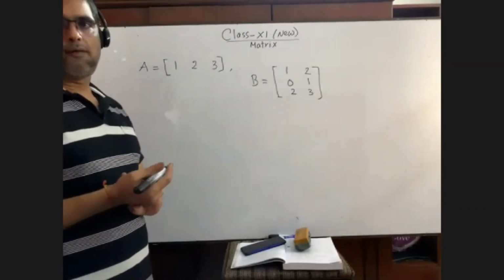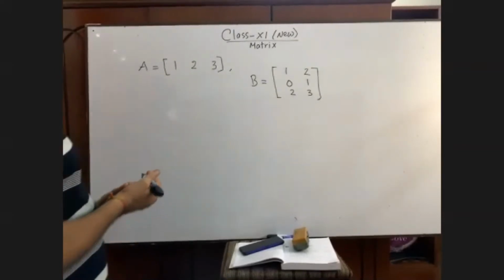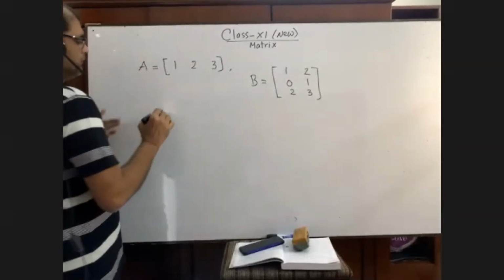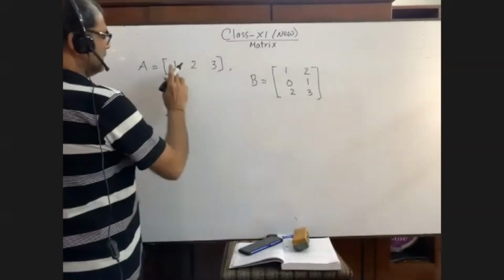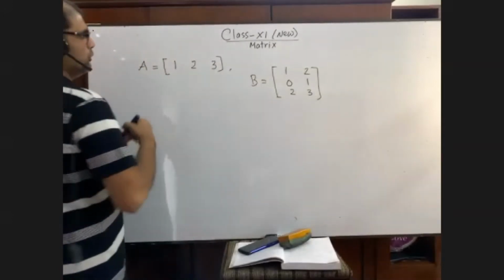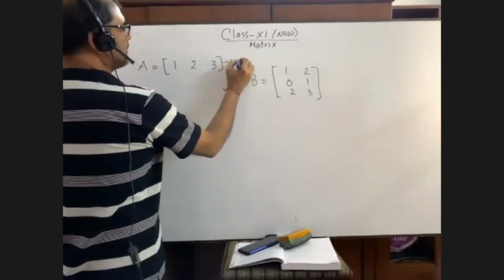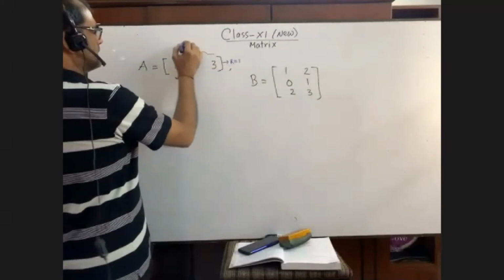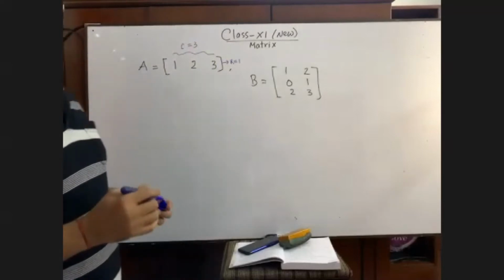What are you getting here? In matrix A, we have 1 row and 3 columns. The number of rows is 1, but the number of columns equals 3. 3 columns, 1 row. Are you getting me?